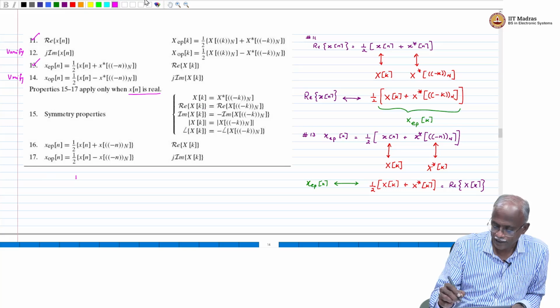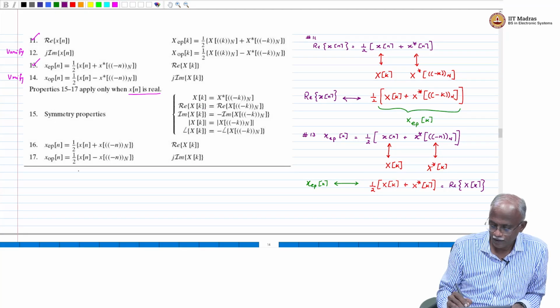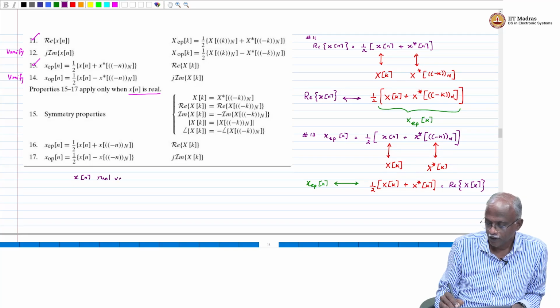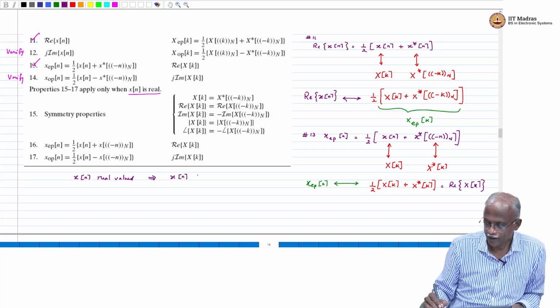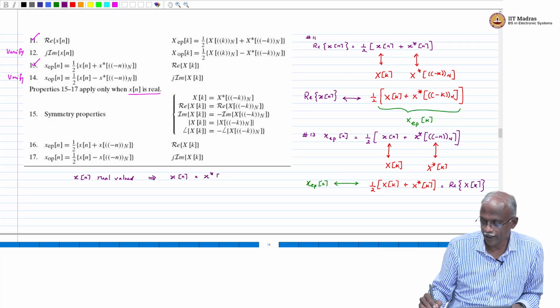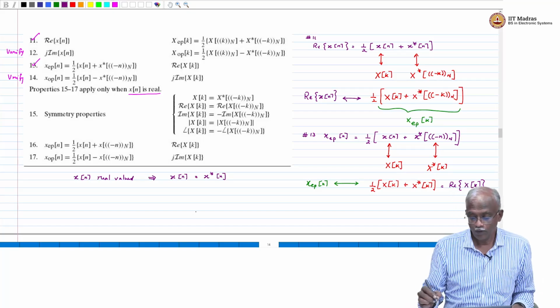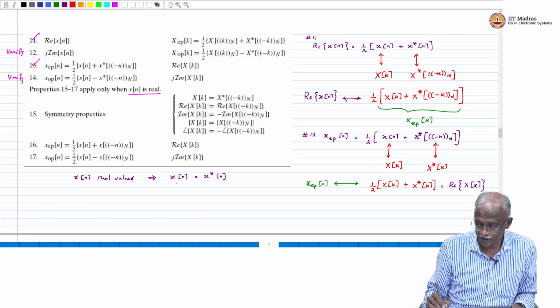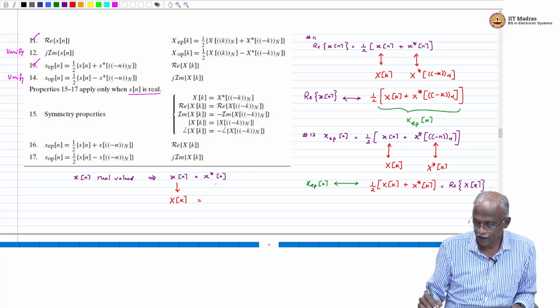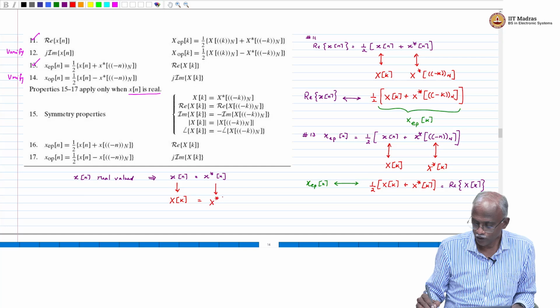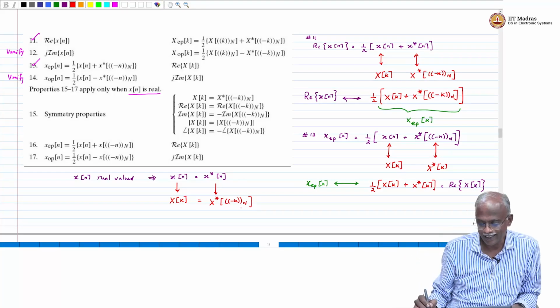X of n real valued implies x of n is equal to x conjugate of n. What are the corresponding DFTs? This is x of k and this is equal to x conjugate of minus k modulo n. This is what we have already written down.